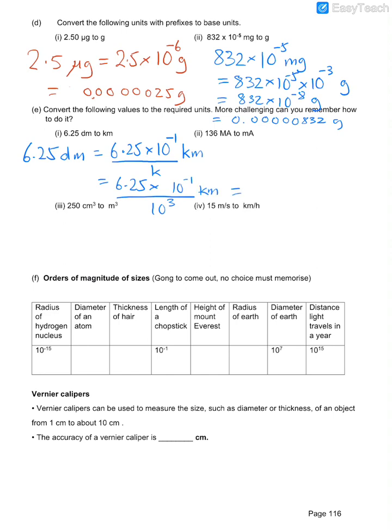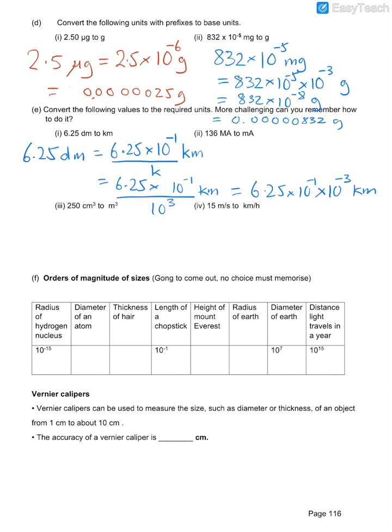Running out of space. Then after that, 6.25 times 10 to the power minus 1. Bring up the 10 to the power minus 3. Times negative 3. This will be kilometer. Wait, but why? Which one? This one, 10 to the power 3. When you bring it up, it becomes minus 3.